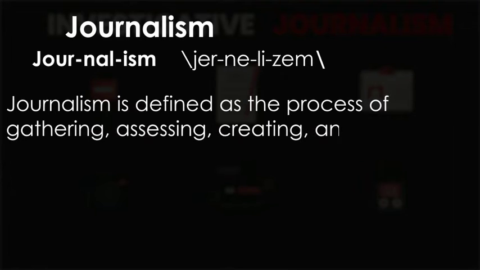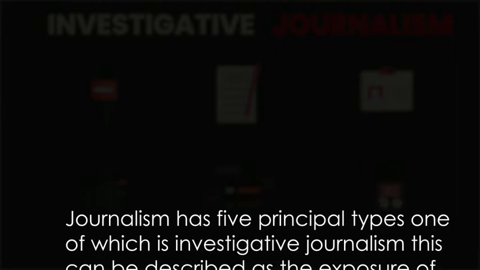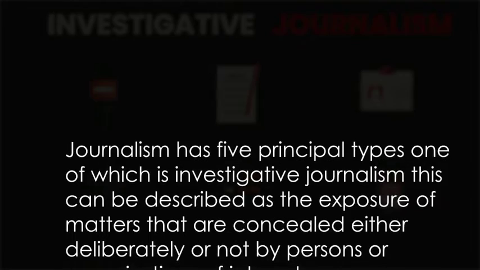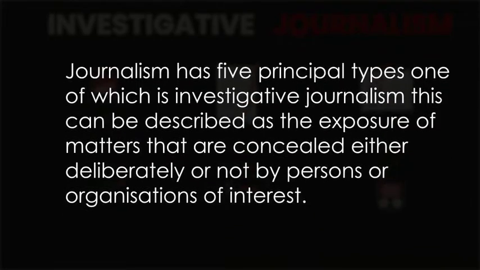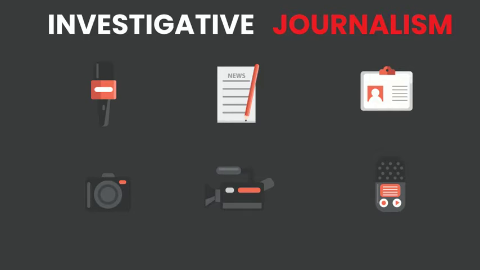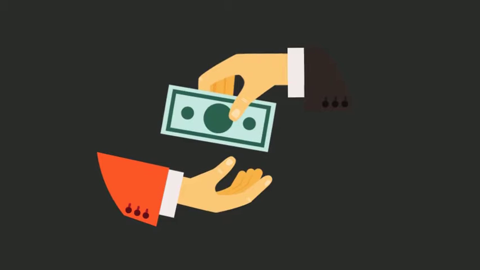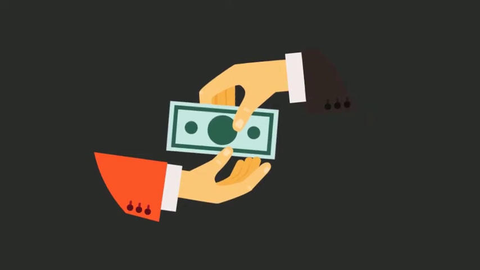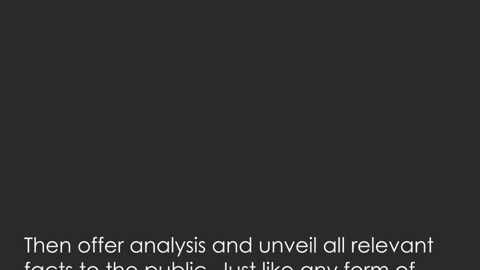Journalism is defined as the process of gathering, assessing, creating, and presenting factual news and information. Journalism has 5 principal types, one of which is investigative journalism. This can be described as the exposure of matters that are concealed, either deliberately or not, by persons or organizations of interest. In turn, reporters deeply investigate a single topic of interest, such as serious crimes, political corruption, or corporate wrongdoing. Then, offer analysis and unveil all relevant facts to the public.